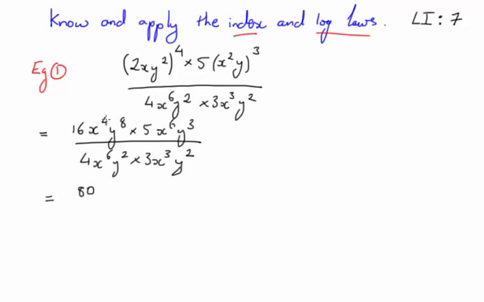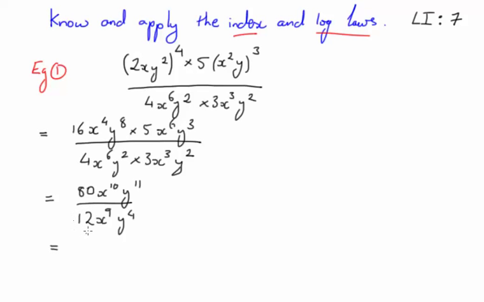X to the power of 4 times x to the power of 6 is x to the power of 10. Y to the power of 8 times y to the power of 3 is y to the power of 11. Down at the bottom, 4 times 3 is 12. X to the power of 6 times x to the power of 3 is x to the power of 9. Y squared times y squared is y to the 4. Alright, let's cancel this down.